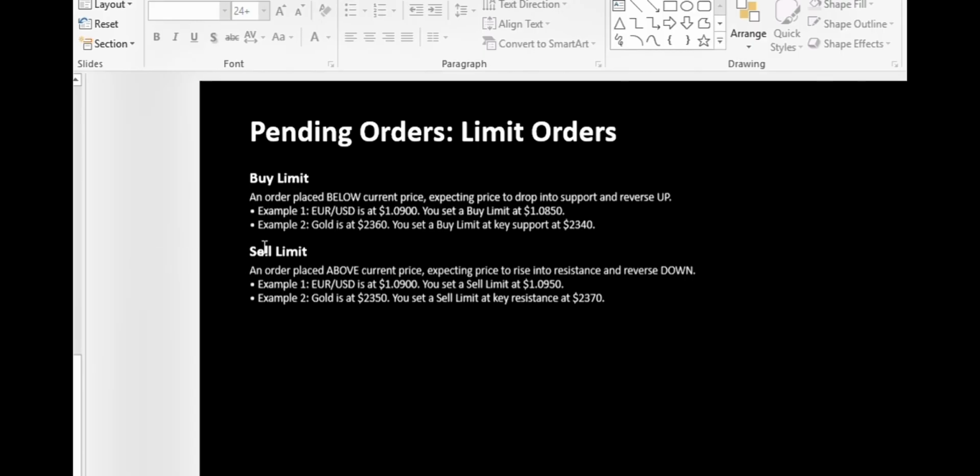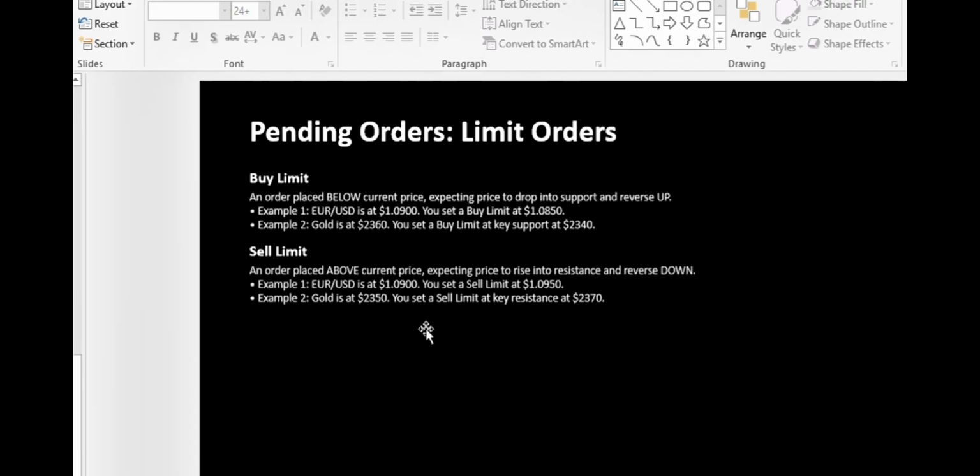Sell limit, that's a sell order. An order placed above current price, expecting the market to rise to resistance and reverse down. You understand? You should know that what we are doing here is buying or selling. Either you are buying or you're selling. And most importantly, you buy when the market drops down and you sell when the market goes up.